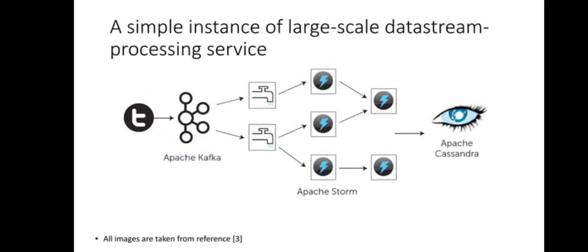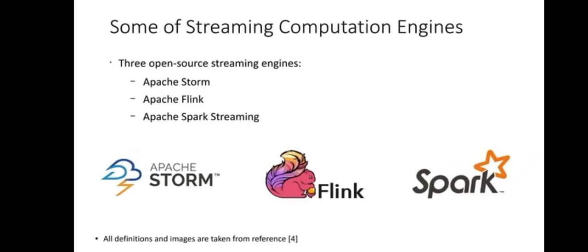Apache Kafka, Apache Storm, Apache Cassandra. The most popular streaming technologies. Streaming process. Some of the streaming computation engines. Three open source streaming engines: Apache Storm, Apache Flink, Apache Spark Streaming.